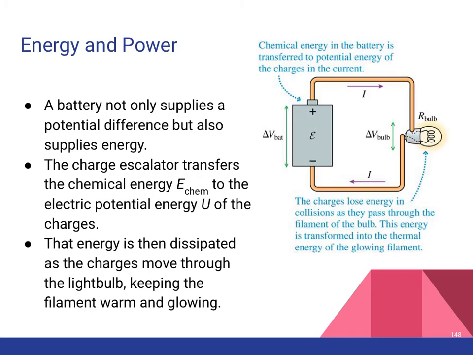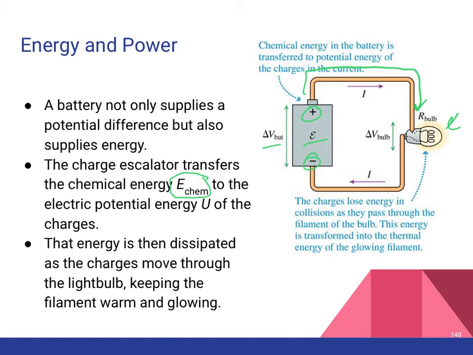So energy and power. When we're looking at a battery, we know that a battery has voltage or an EMF. But not only does it supply potential difference, making a positive terminal and a negative terminal, it's also supplying energy to the rest of the circuit. In this case, it's lighting a light bulb. So the battery is creating this charge escalator, which we talked about already, and it's transforming, I should say, chemical energy. Inside of a battery, we have chemical energy, and it's giving electric potential energy to the charge.